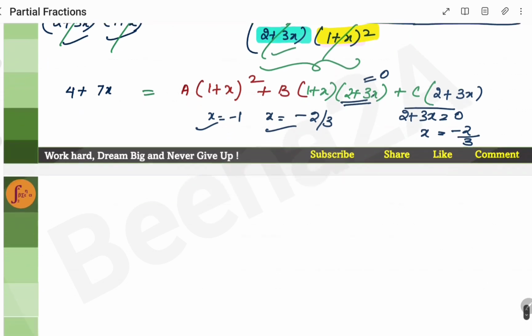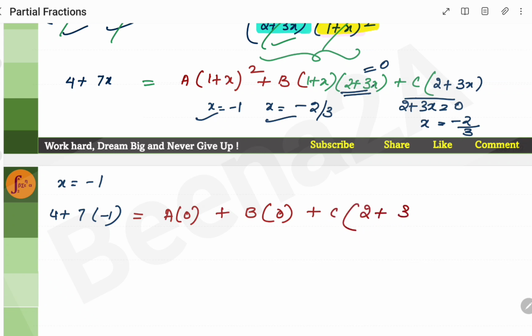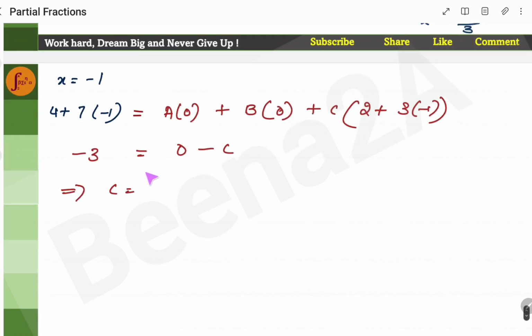Now let's substitute these x values. Let's take x equal to minus 1. So I'll get 4 plus 7 into minus 1 is equal to a into here 1, and if I put x as minus 1, it will become 0. And here b into, again if I put minus 1 here, it will become 0. Then c into 2 plus 3x, with x as minus 1. So this will be 2 minus 3, which is minus 1c, minus c. So this will be 4 minus 7, which is minus 3, which means c is equal to, minus and minus will get cancelled, c is equal to 3.